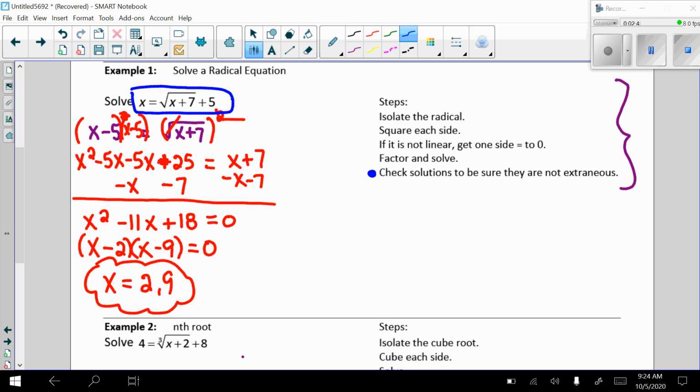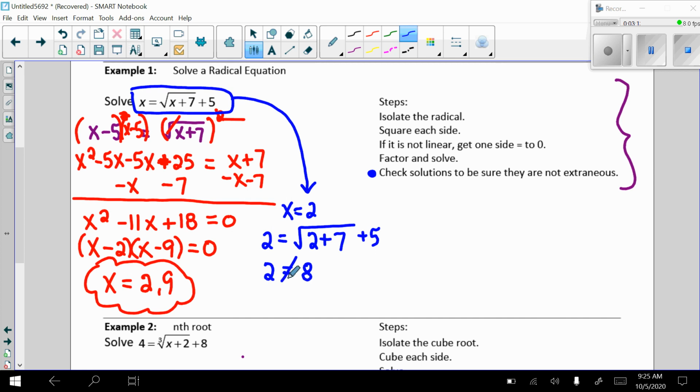So we're going to take our original equation and substitute 2 in to see if we get a true statement. So we'll get 2 equals the square root of 2 plus 7, and then plus 5 on the outside of that. Square root of 9 is 3. 3 plus 5 is 8. So we get the statement 2 equals 8, which of course is not true. What that tells us is, even though we did all of the math correctly, 2 is not a solution to our radical equation.